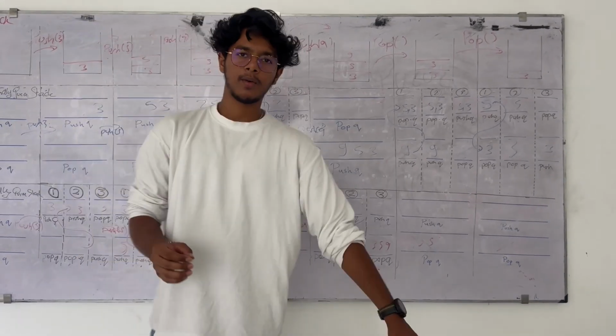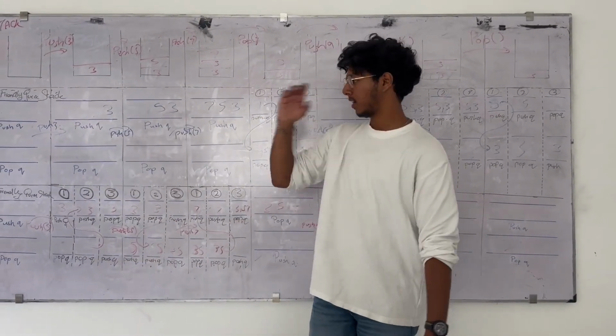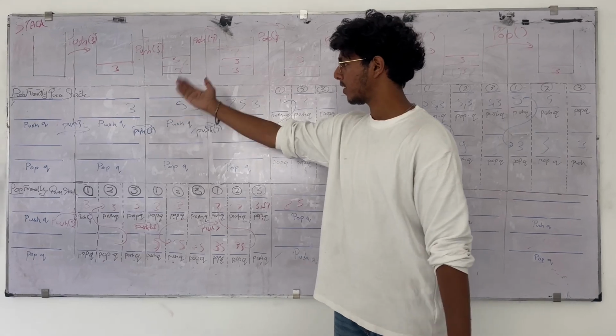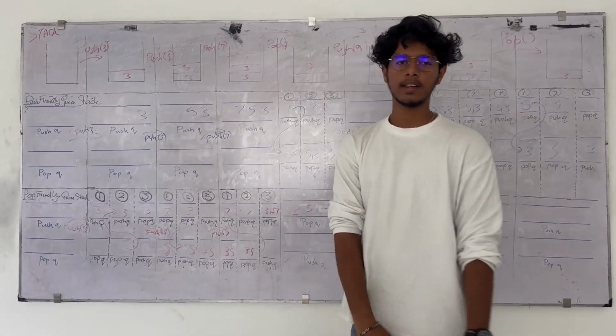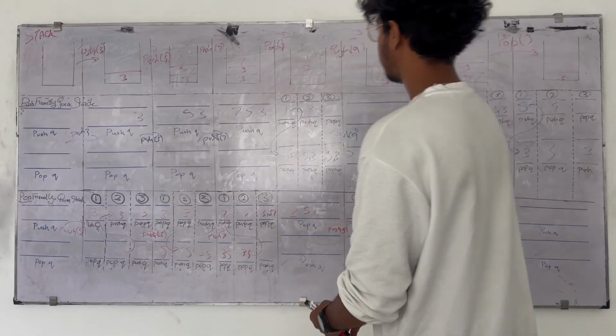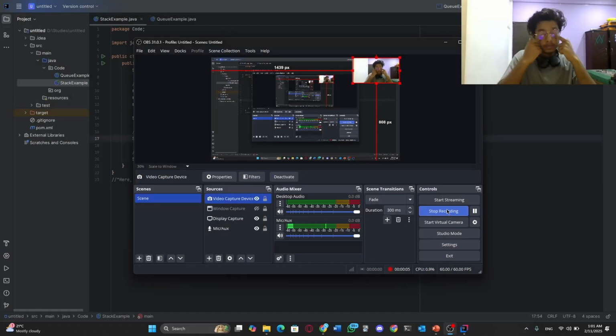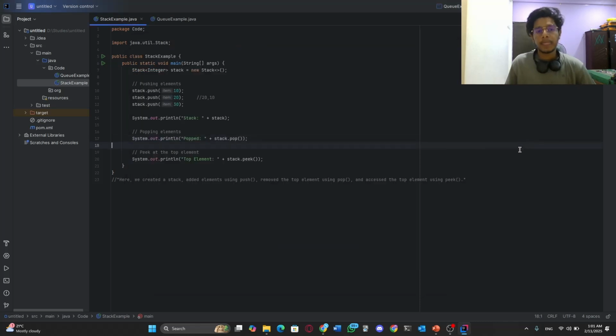So that is how a QueueStack operates. As you saw, this is the push-friendly QueueStack, and this is the pop-friendly QueueStack. That's how these data structures work. Okay, now let's move on to the coding part.